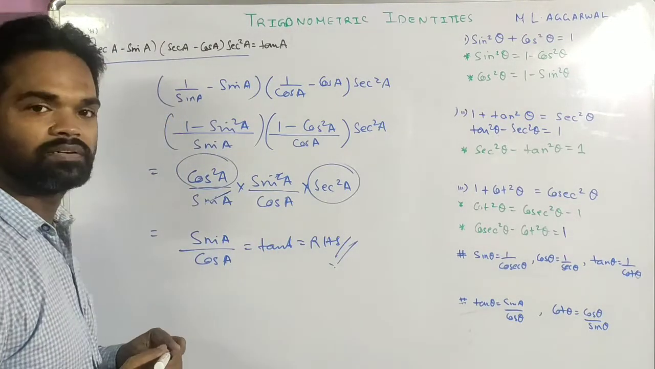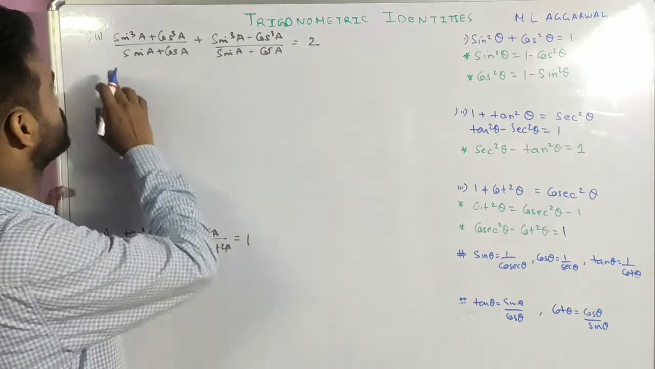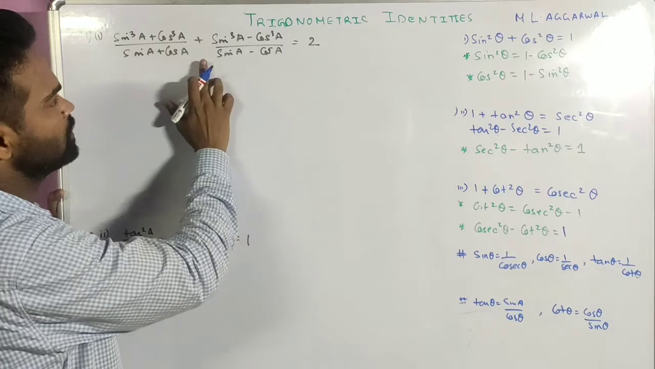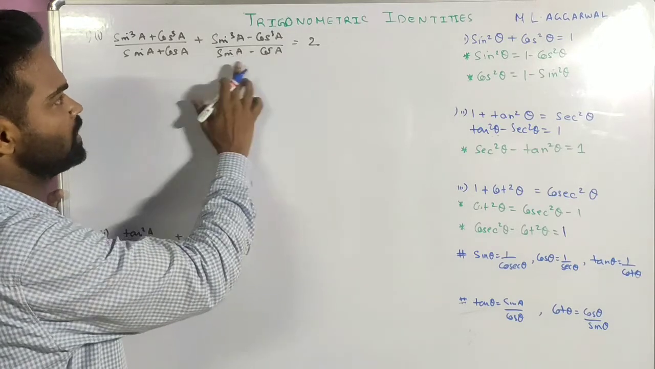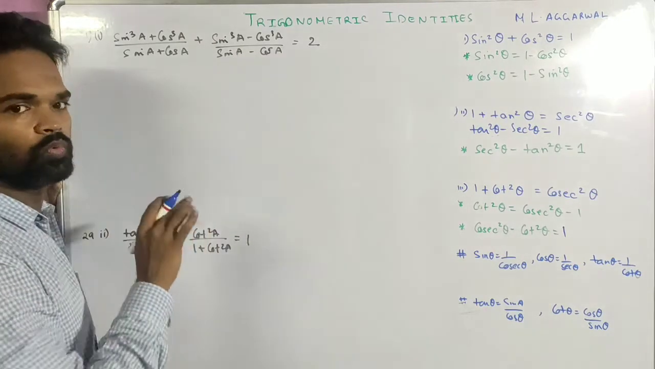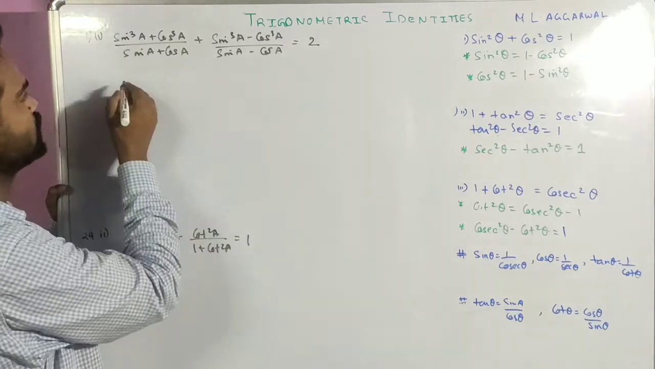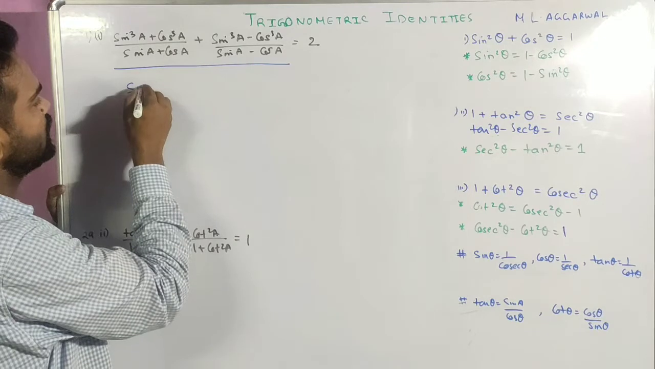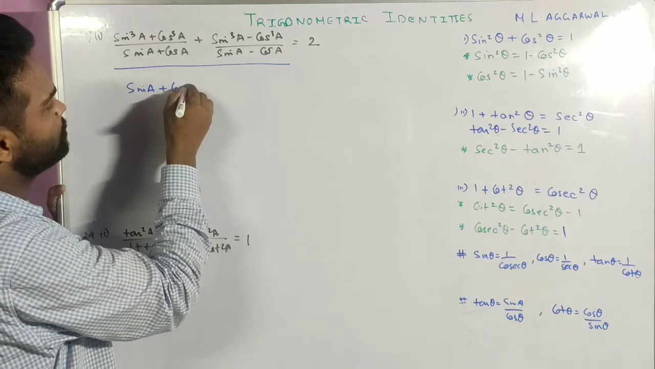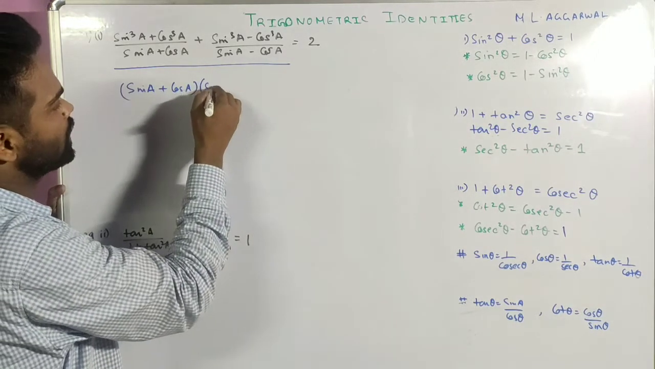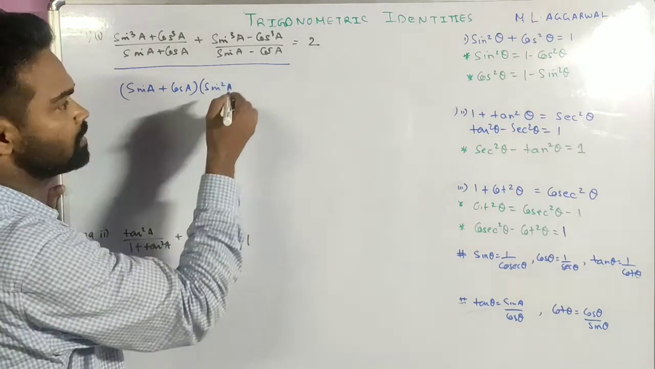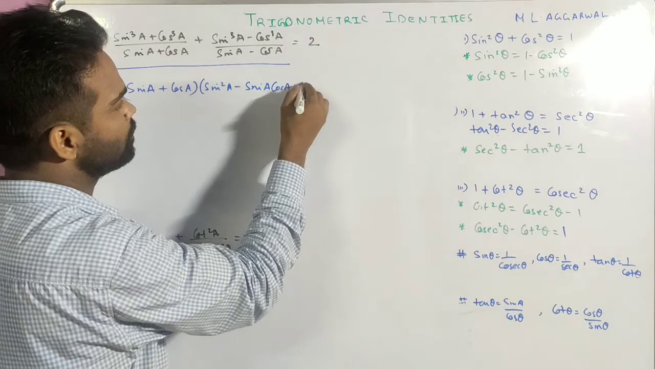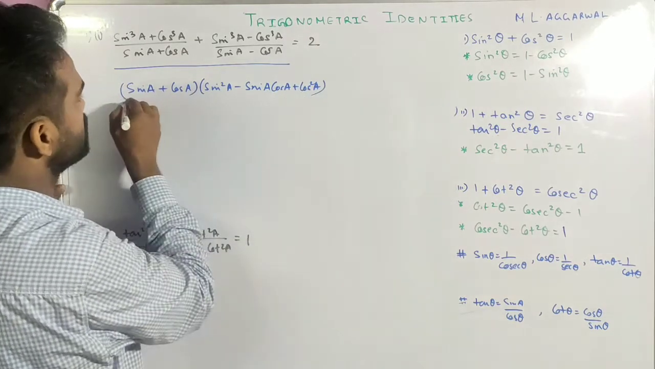Now let's look at the next sum. Now look at this sum, 29 part 1. Prove that sine cube A plus cos cube A by sine A plus cos A plus sine cube A minus cos cube A by sine A minus cos A equals to. Very easy. A cube plus B cube. What is the formula? I'll take LHS, okay? A cube plus B cube is A plus B, A square minus AB plus B square, isn't it?